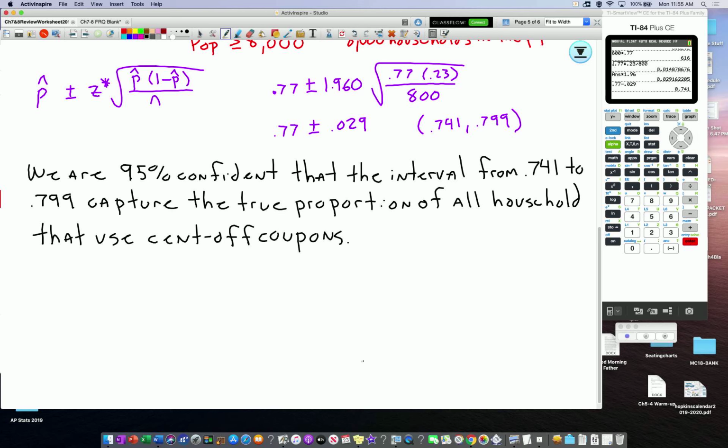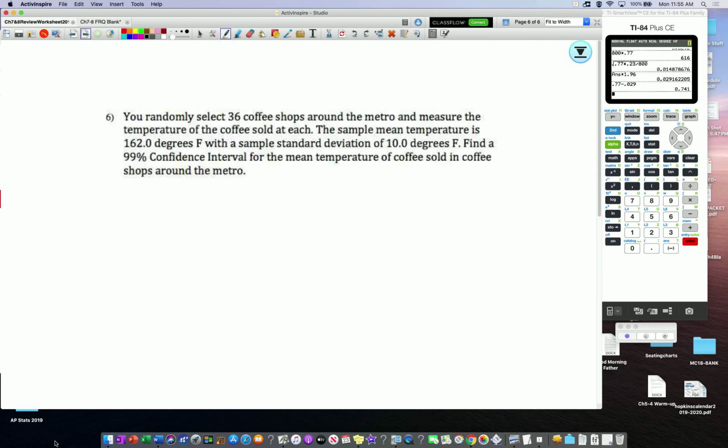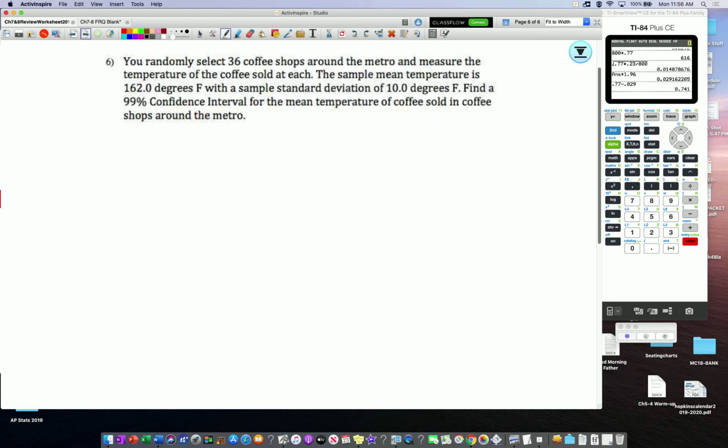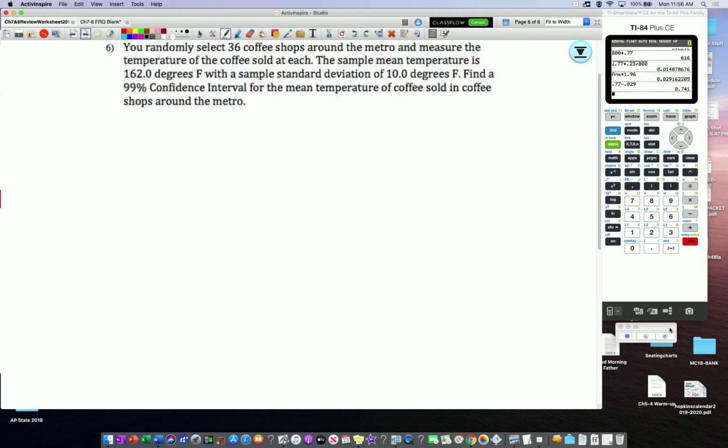Whew. All right, one last problem. So let's flip over to number 6. It says you randomly select 36 coffee shops around the metro and measure the temperature of the coffees sold at each. The sample mean temperature is 162 degrees Fahrenheit with a sample standard deviation of 10 degrees Fahrenheit. Find a 99% confidence interval for the mean temperature of coffee sold in the coffee shops around the metro. Notice how it says mean, so a 99% confidence interval. Finally something that's not 95. All right, so state, plan, do, conclude.